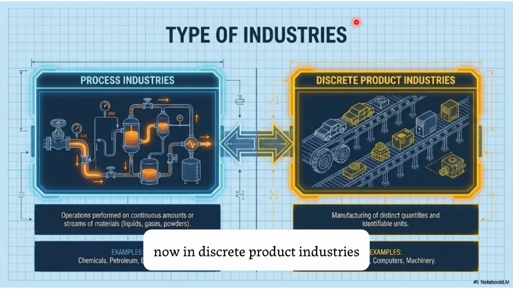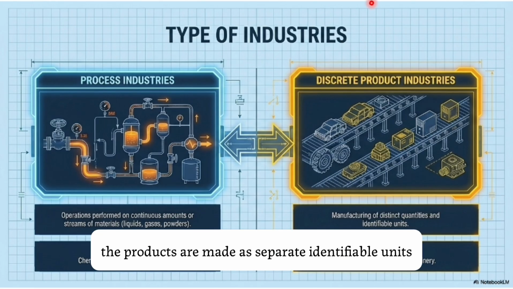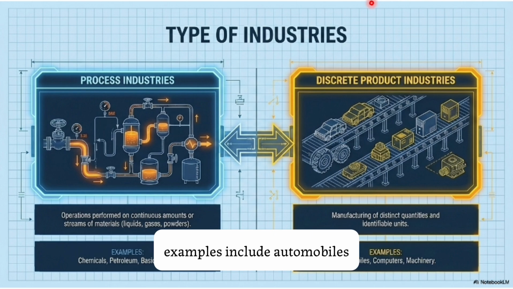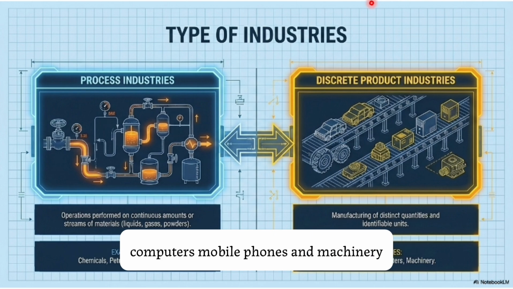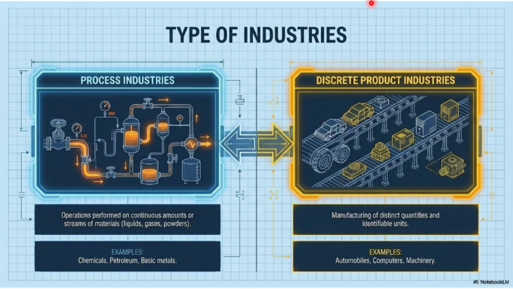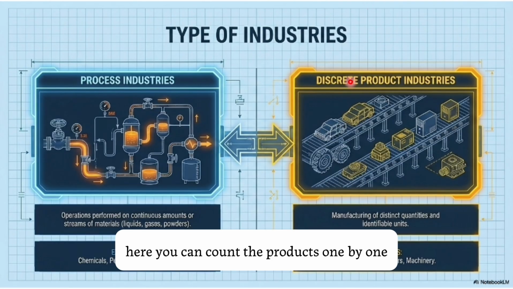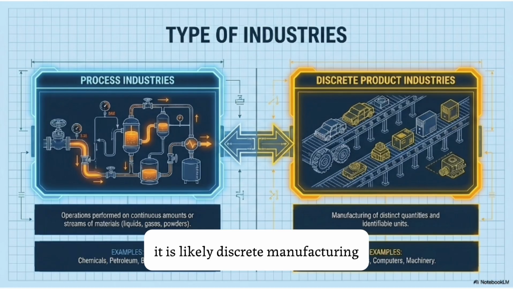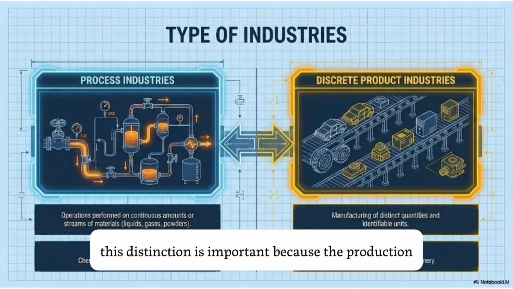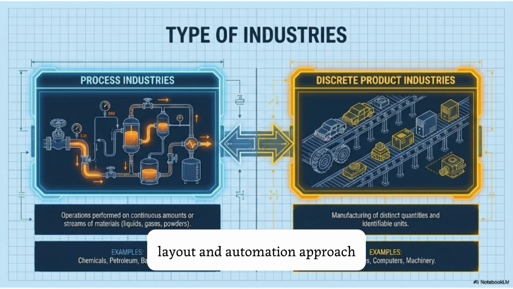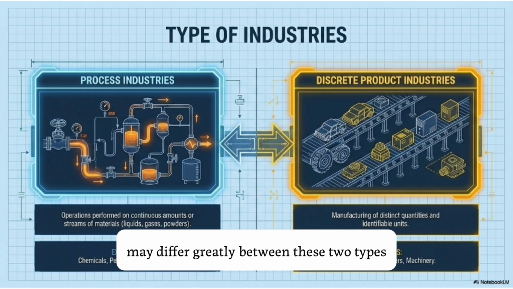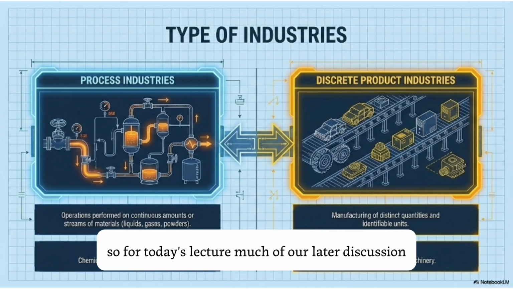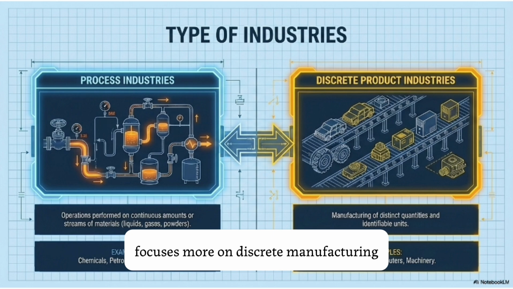Now, in discrete product industries, the products are made as separate, identifiable units. Examples include automobiles, computers, mobile phones, and machinery. Here you can count the products one by one. So a simple way to remember this is, if you can count the output as individual items, it is likely discrete manufacturing. If the output flows continuously, it is likely process manufacturing. This distinction is important because the production equipment, control strategy, layout, and automation approach may differ greatly between these two types. So, for today's lecture, much of our later discussion focuses more on discrete manufacturing.